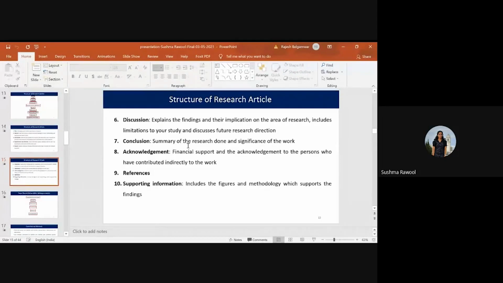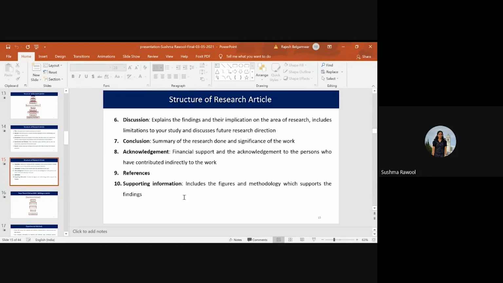The conclusion will be a short summary. It will be somewhere close to the abstract, but it won't be exactly like the abstract. It will give only the brief highlights of your work. In the acknowledgement, you need to specify where you got your financial support, and any person who has contributed to your work indirectly should be mentioned in the acknowledgement section. For the references, you might have done some literature survey, so you must cite all the relevant published data in your paper. References will take care of that.